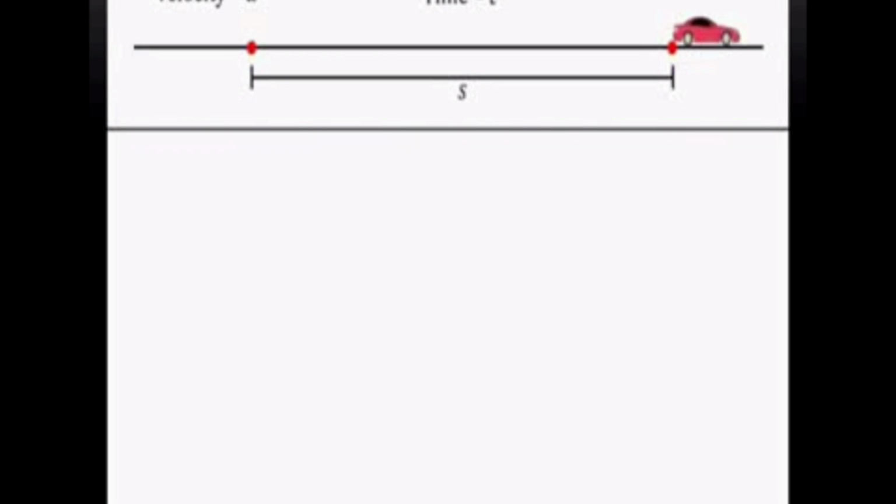In the same way, we can relate the other equation also, S equal to UT plus half AT square. This one we know, UT plus half AT square is the formula we already derived, and we found that the equation is correct.